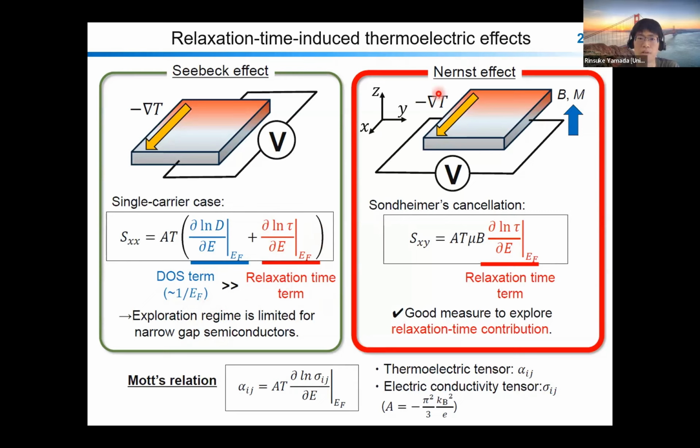If we focus on the Nernst effect, this first density of states term disappears in the simplest case, and only this relaxation time term remains. So we can say that the Nernst effect would be a good measure to explore this possible new thermoelectric effect caused by this tau effect.